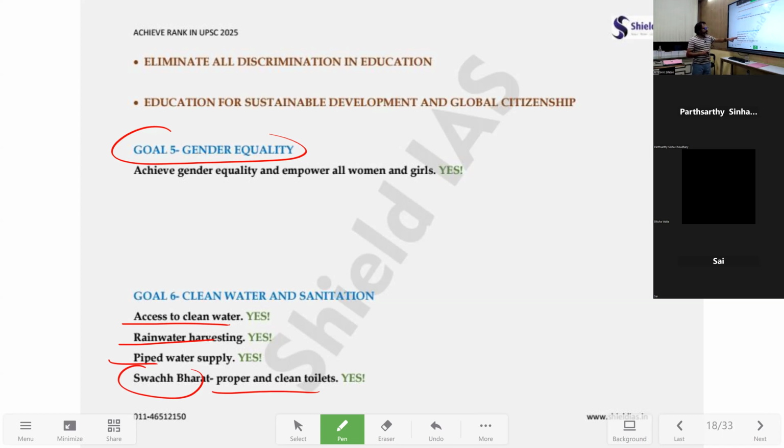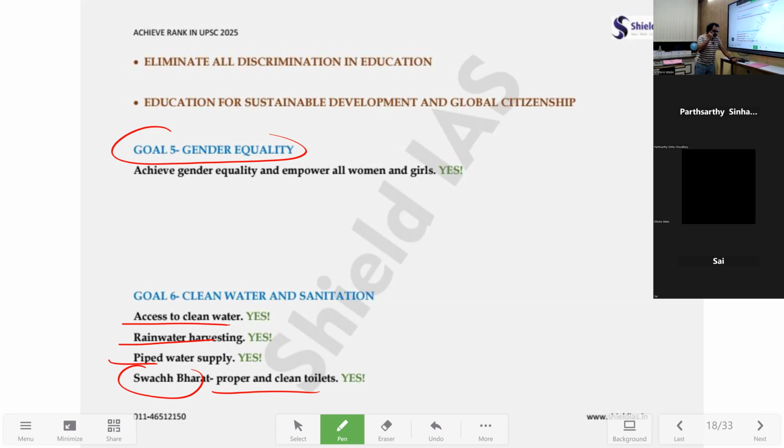So now you can add on the piped water supply, Jal Jeevan Mission. You can add on rainwater harvesting, Amrit Sarovar Mission. You can add on Swachh Bharat Mission, which you already are talking about. So all these things are required to be efficiently put in place. It should not be just a namesake or only on paper. Yes, they require proper application.